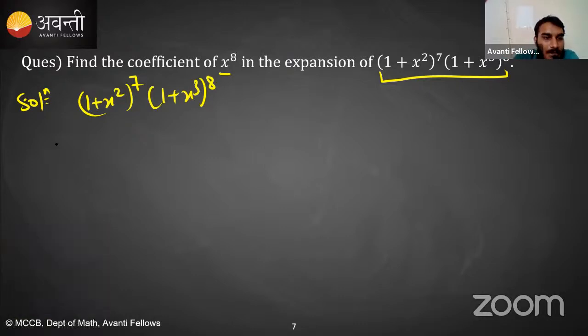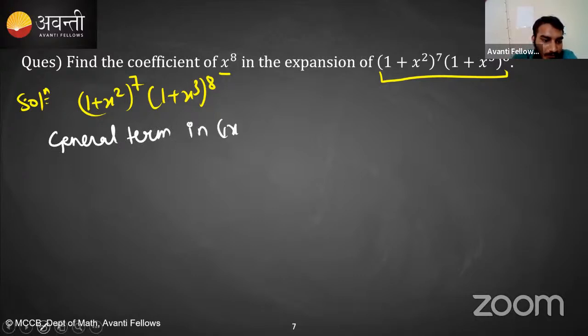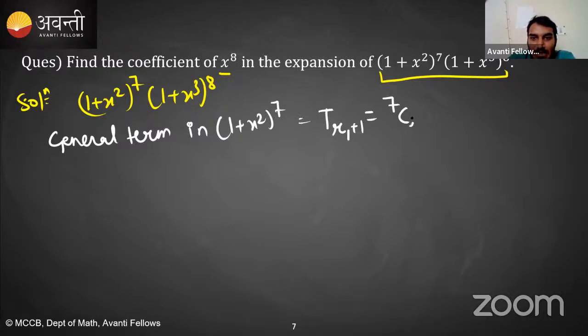So first of all, the general term in (1 plus x square) raised to the power 7 can be written as, let's suppose I'm writing like this, T(r1 plus 1) is equal to 7Cr1 into 1 raised to the power 7 minus r1 into (x square) raised to the power r1.